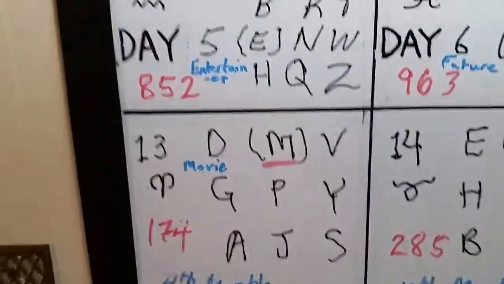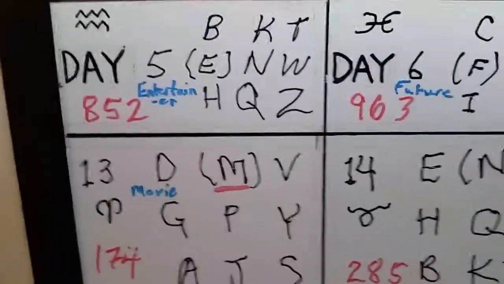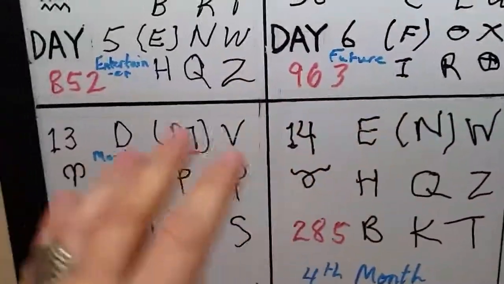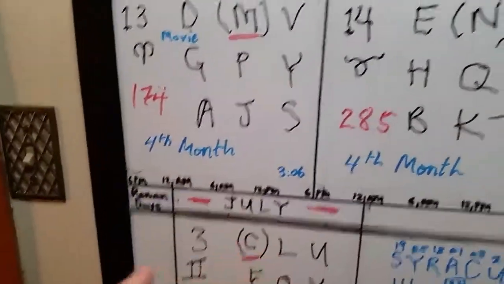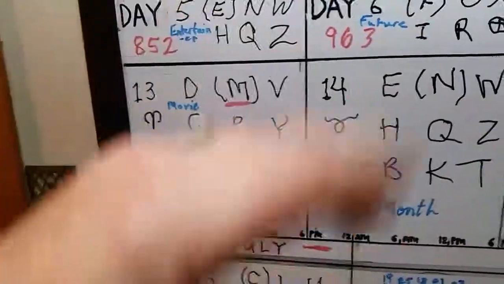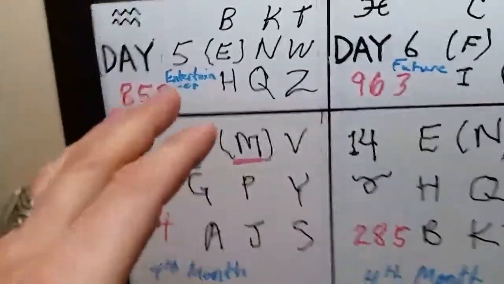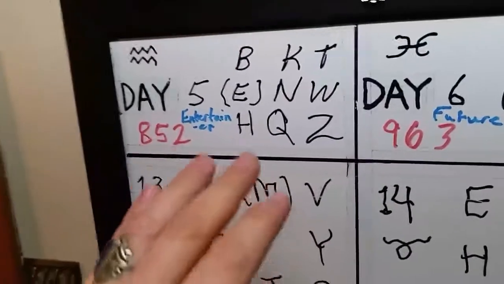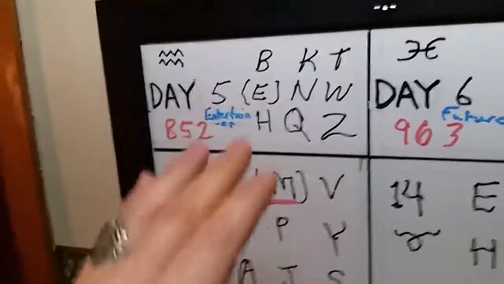Now, are you beginning to see the music? Once you learn some of the words, you begin to see the music, and it's visual music. So, movie entertainer.